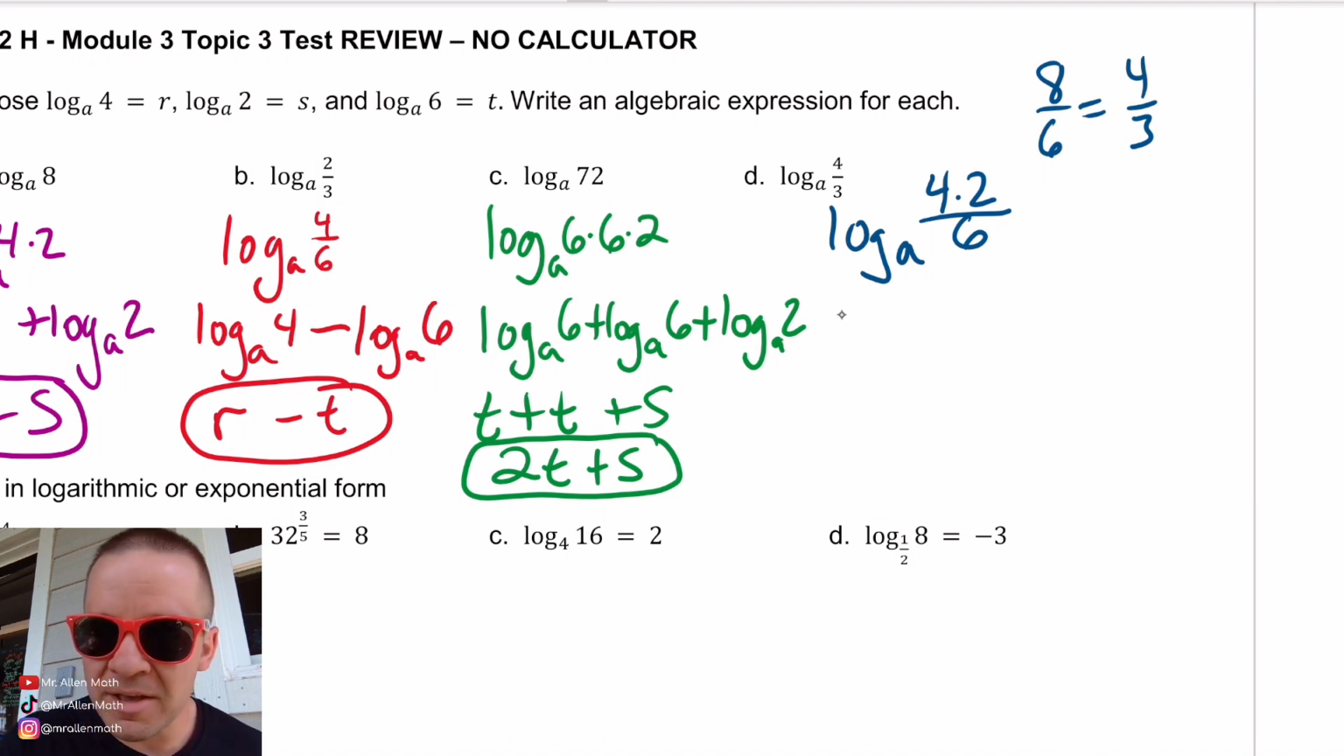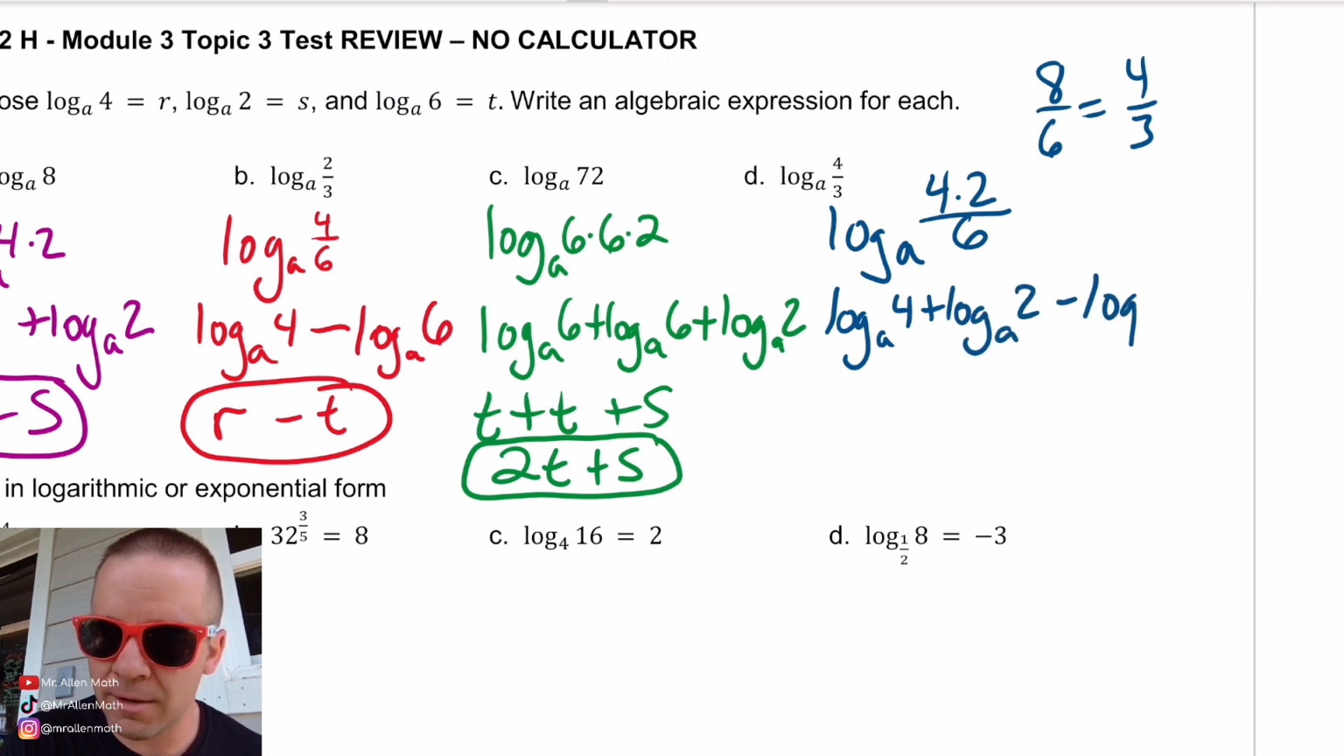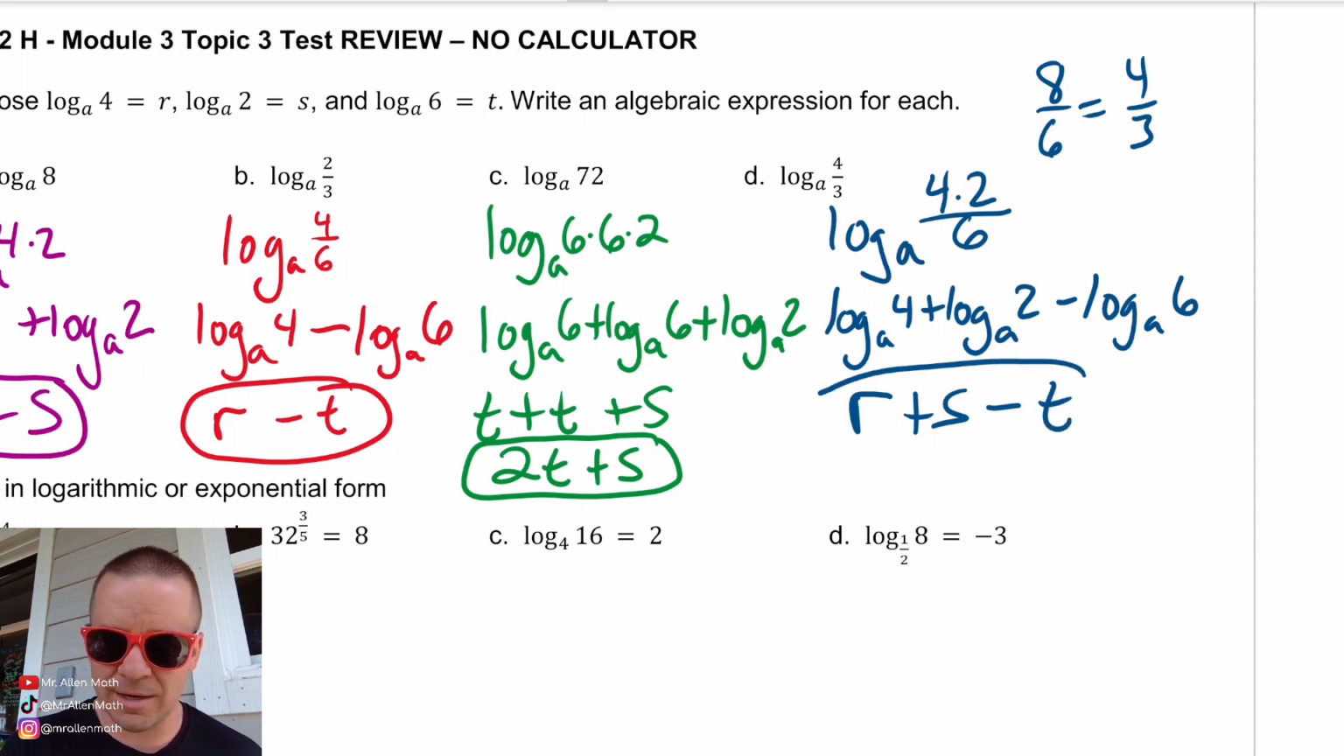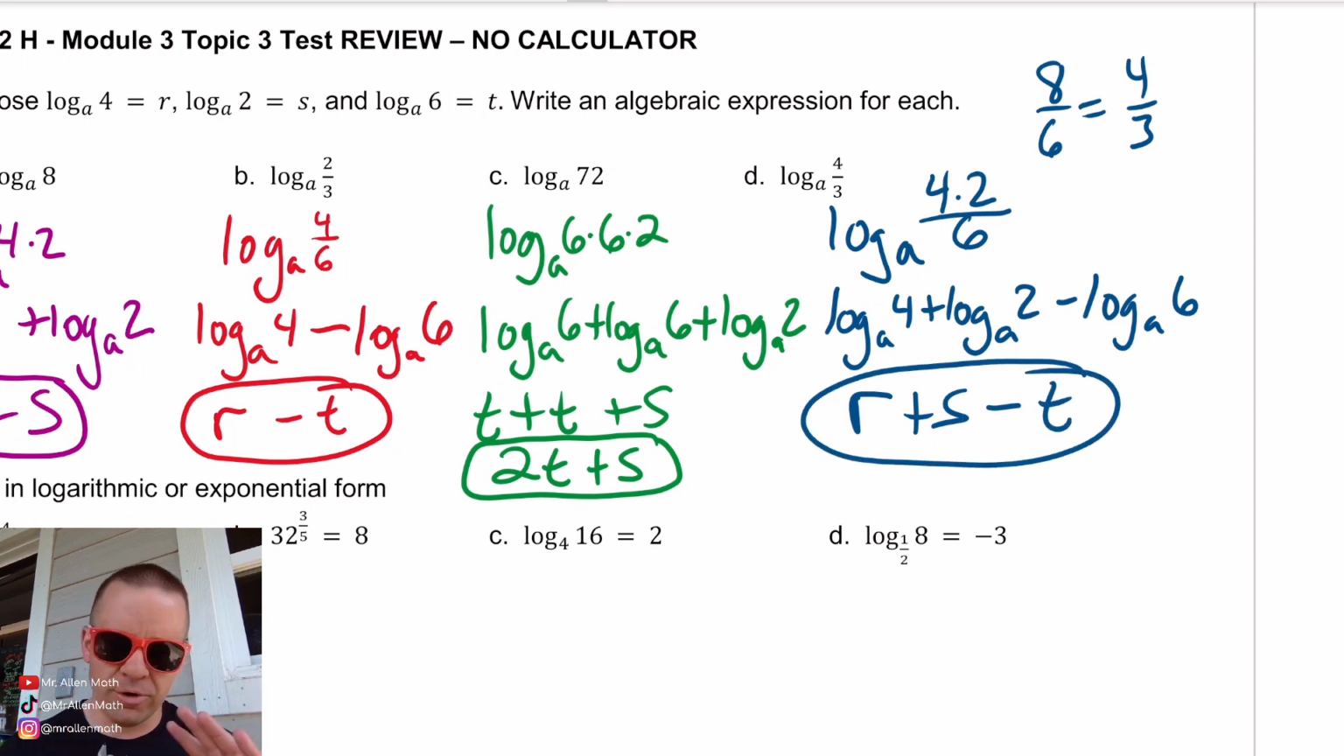So now I can break this apart. Log base A of 4 plus log base A of 2 minus log base A of 6. Log base A of 4 we said is R, then the 2 is S, and then we have log base A of 6, so minus T. R plus S minus T. There we go. No big deal. Maybe one of those on the test.